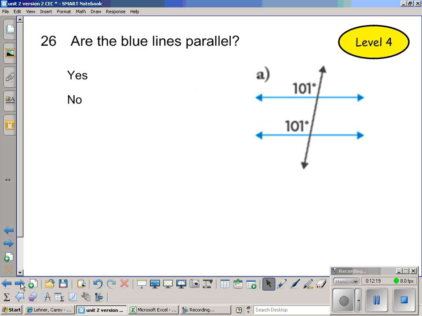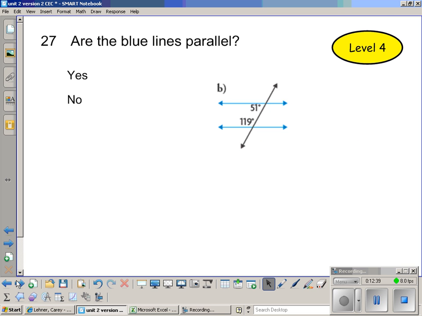Are the blue lines parallel? Well, we have two angle measures of 101 degrees. Are those angle measures supposed to be equal? They are corresponding angles, and we know that if corresponding angles are the same, the lines will be parallel. So the answer is yes. Are these ones parallel? We are given same side interior angles, and same side interior angles need to add to 180 degrees. If you add these two values up, you get 170 degrees. So these lines are not parallel.